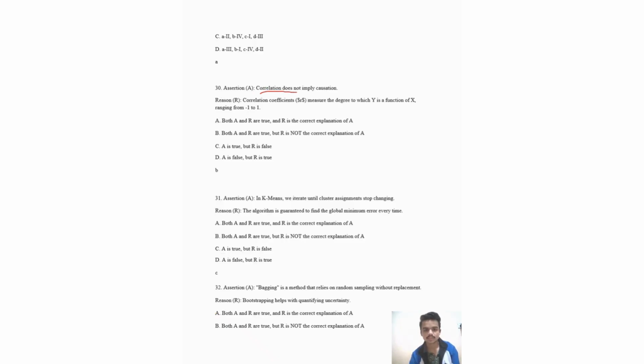30. Assertion is correlation does not imply causation. Correlation coefficient measure the degree to which y is a function of x ranging from -1 to 1. So here answer will be both A and R are true, but R is not the correct explanation of A.